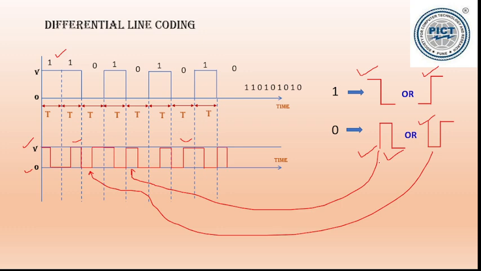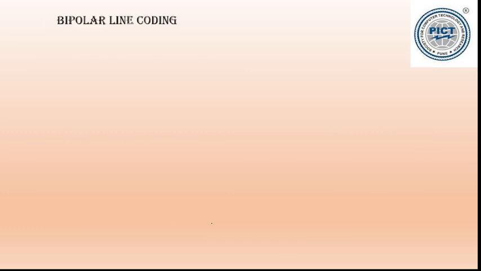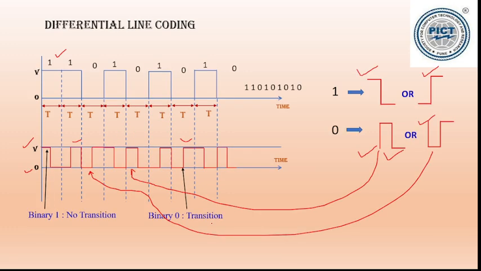As it is using differential levels, that's why the name is differential line coding. So if there is a binary 1, there is no transition. This is binary 1, there is no transition. This is as it is. Binary 1, no transition. Whenever there is a binary 0, there is a transition. So binary 1 is having no transition, binary 0 is having the transition indicated on the line code. So this is about the differential line coding scheme.